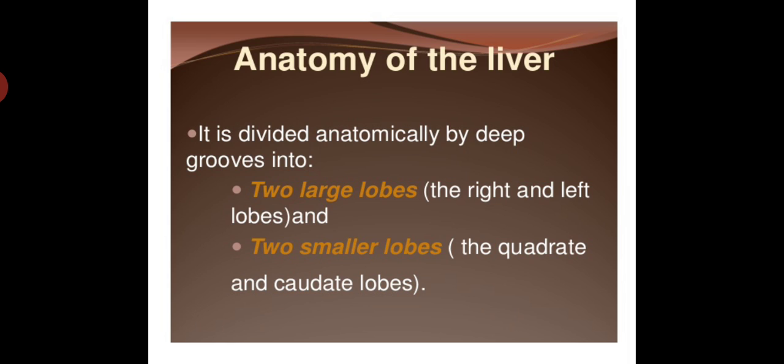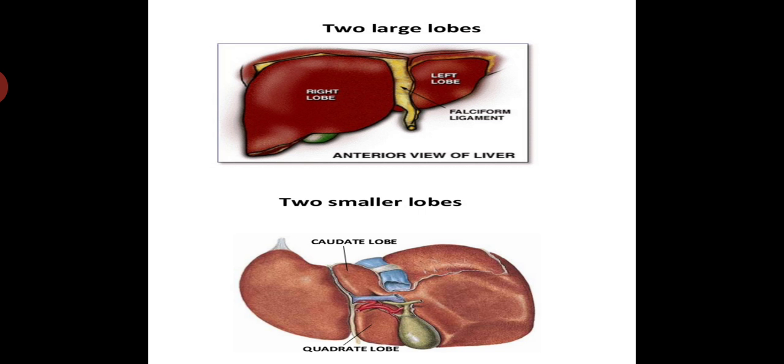The liver is divided anatomically by deep grooves into two large lobes, that is the right and left lobes, and two smaller lobes, that is the quadrate and caudate lobes. So here in this picture you can make out these other two lobes, but before that let me go through the major lobes, the right lobe and the left lobe, between which there is a ligamentous structure called the falciform ligament, which is the anterior view of the liver. However, as I said, the liver also has the caudate lobe and the quadrate lobe. And here itself you can make out the presence of the gallbladder and the hepatic duct.